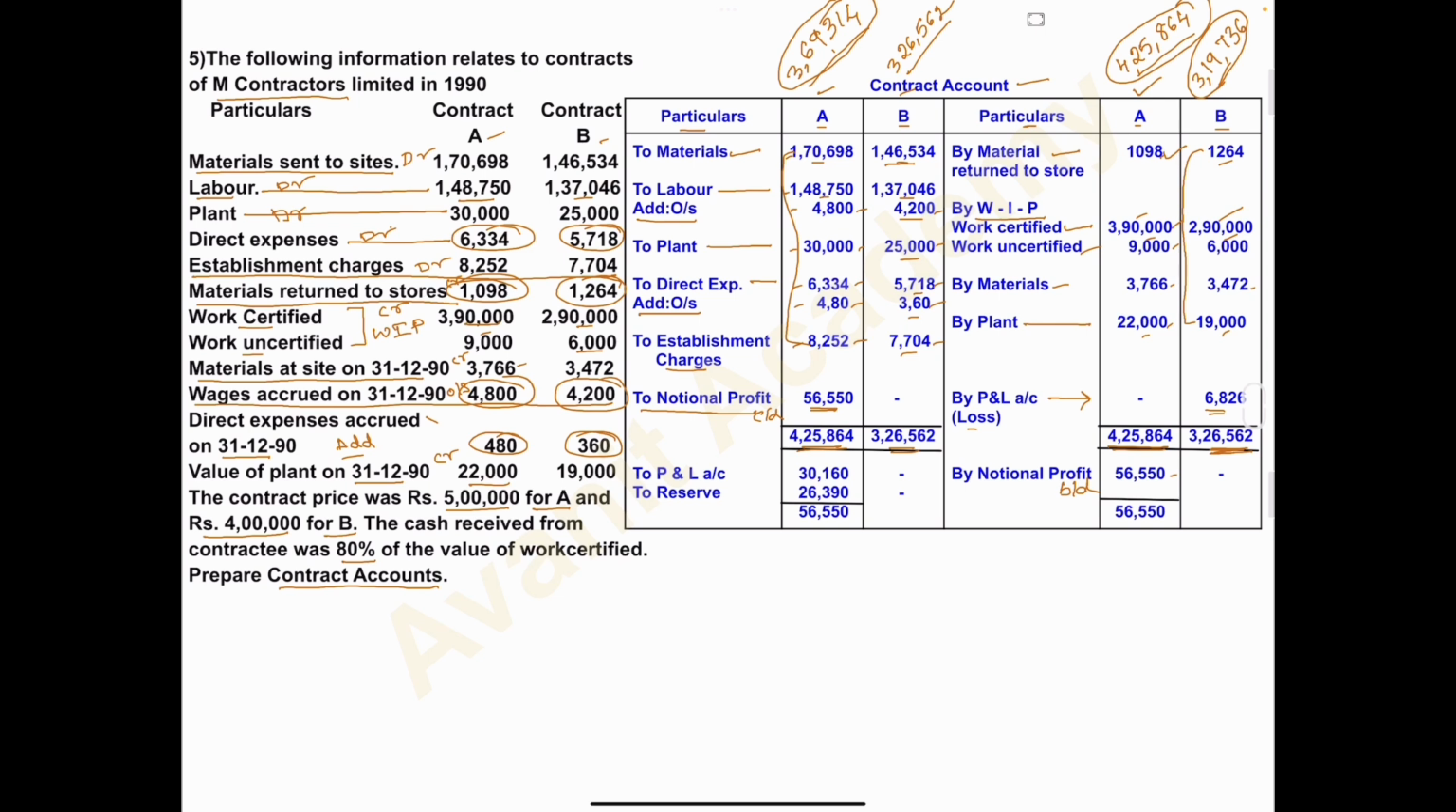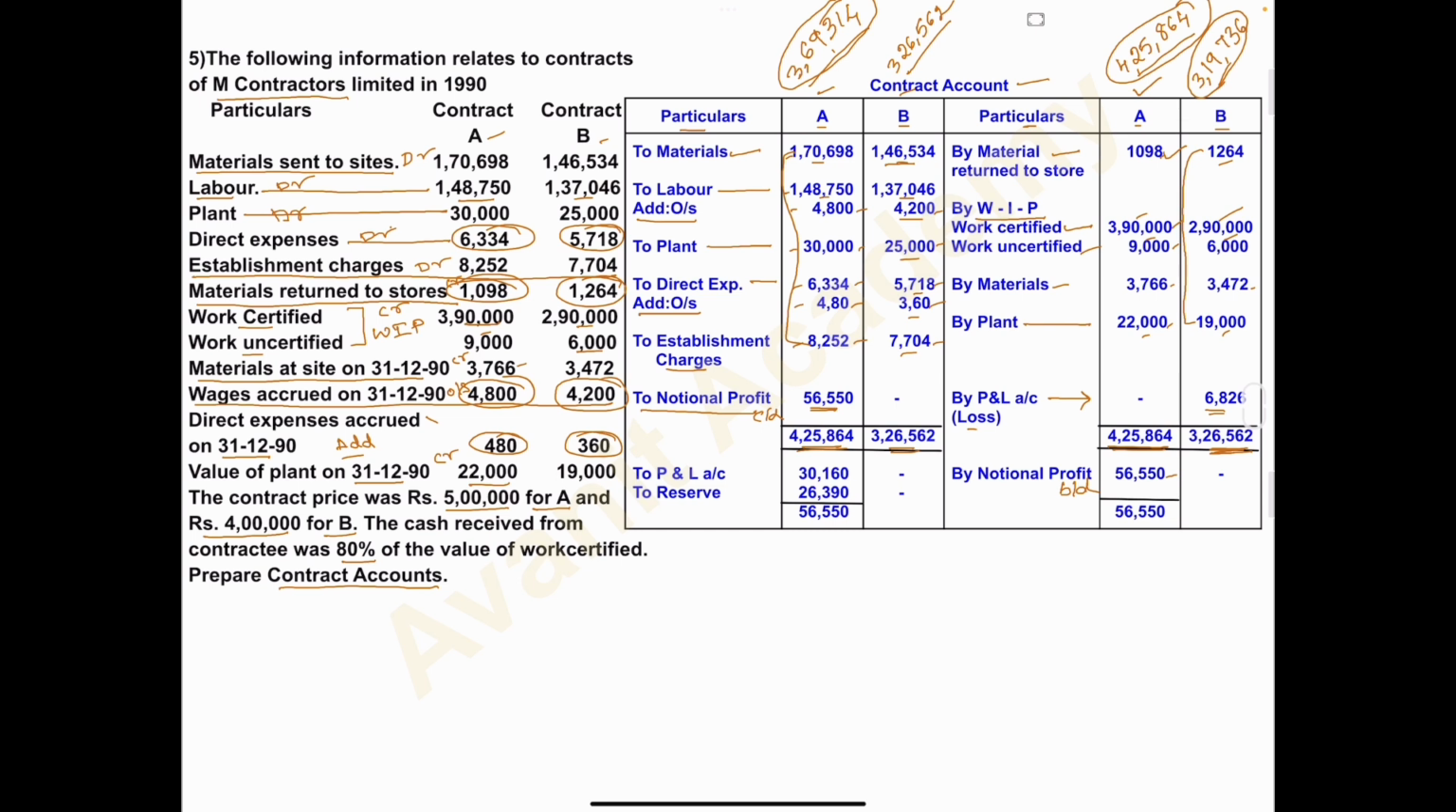In bracket mention loss. So whatever loss amount you get, the entire loss amount is transferred to profit and loss account. For that you have to write by profit and loss account, in bracket loss. So in contract A, you have got profit 56,550 and in contract B, you have got loss, that is 6,826. Clear? So this notional profit is brought down here on the credit side.